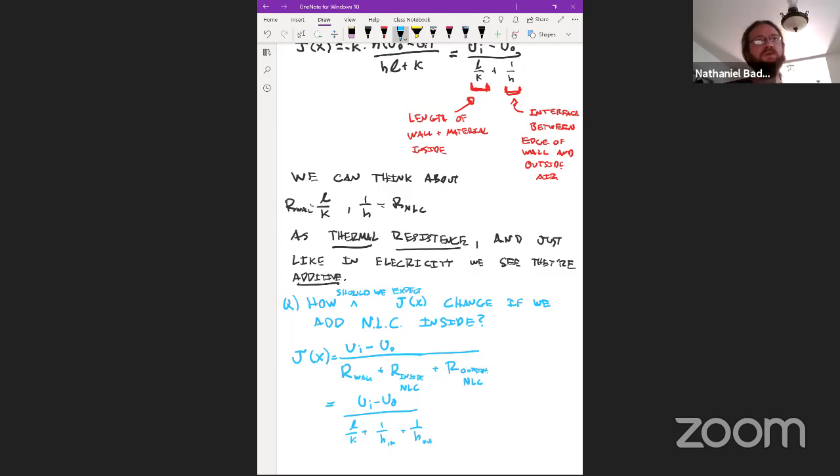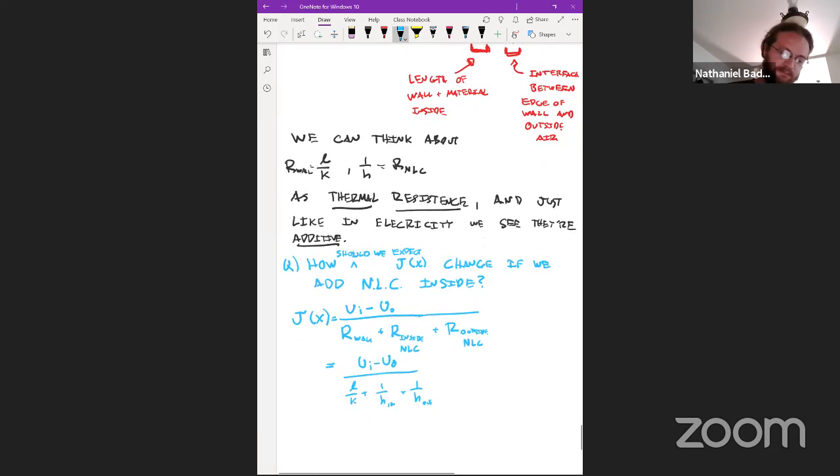Where again, for 1 over H, you almost have to go and measure it. If you take precise temperature, pressure and materials measurements, you can look up some tables, but yeah. Okay. Any questions?